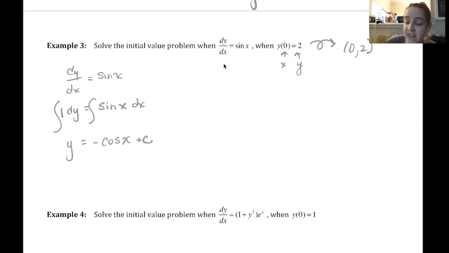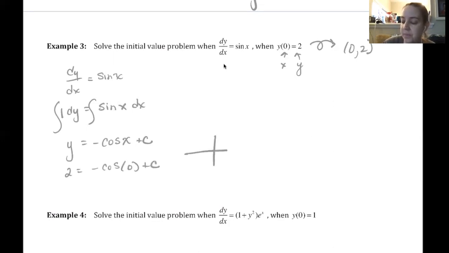So my initial value is (0, 2). So 2 is equal to negative cosine of 0 plus c. What's the cosine of 0? Remember your unit circle. This is the ordered pair (1, 0). So cosine of 0 is 1. So 2 equals negative 1 plus c. c is equal to 3.